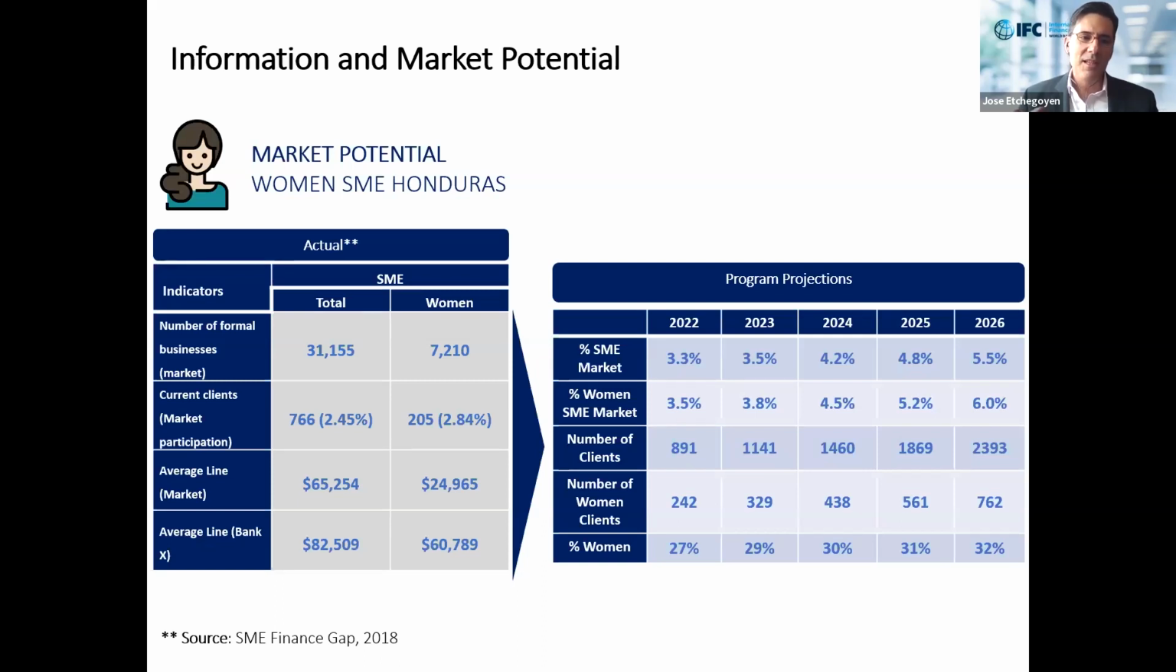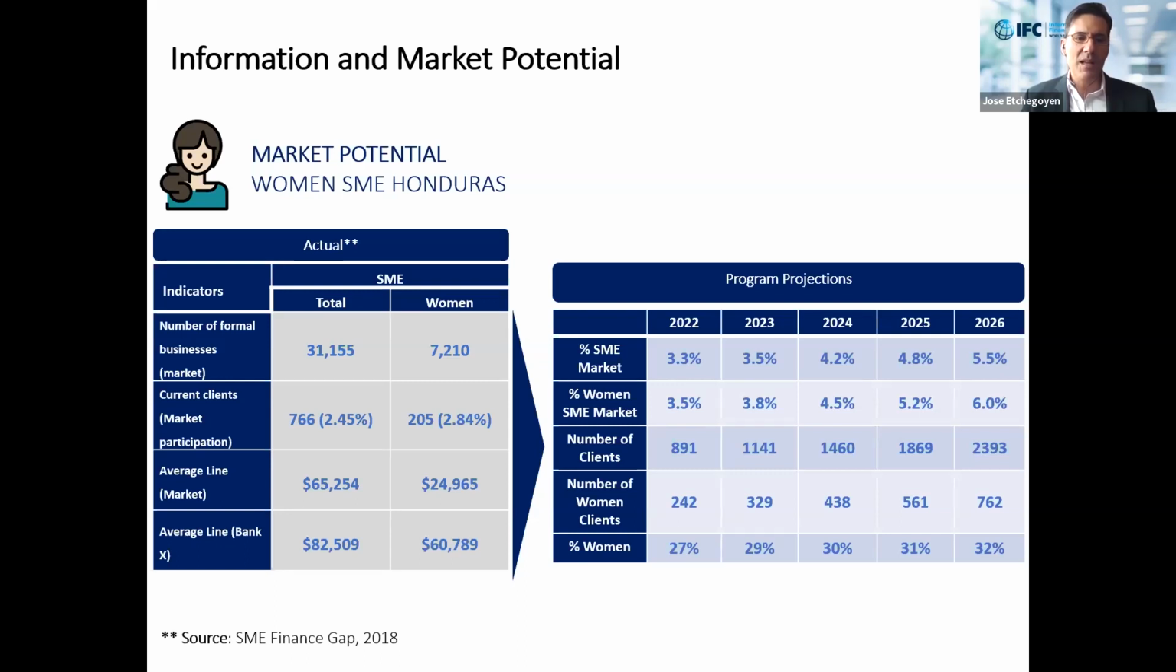So if we go to the next one, we're going to see, for example, what our approach is. As I said, we start very high level. In the case of Honduras, which Bill is going to share with you in a few minutes, we started by identifying how many formal women businesses were in the market. A total of 31,000 formal businesses were in the market, of which about 20% were led by women. So that meant 7,000 women-led SMEs.